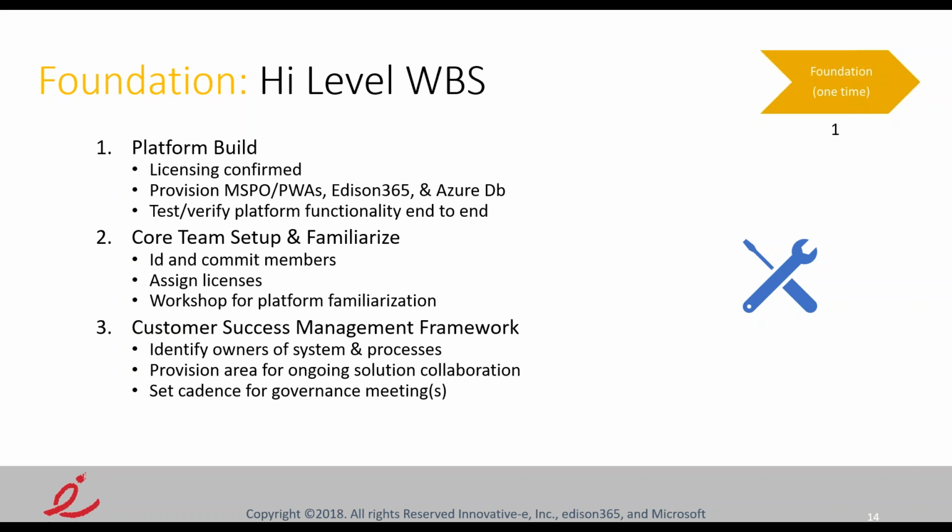So you make sure all your licensing is good. You make sure you've provisioned the different components and have them all working. And then you make sure that the functionality is all right. This is critical so you're not confused trying to do process automation at the same time, because it makes both steps go longer. For the core team setup and familiarization, you have to commit your core team. They have to put some time and energy into this. They have to be willing to go along on this journey and be leaders and be committed for the long term. Obviously, they need their licensing.